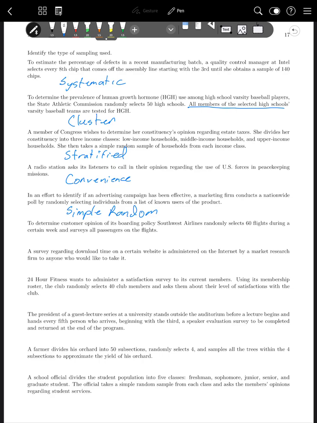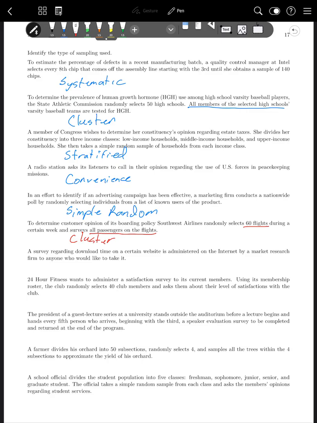So to determine customer opinion of its boarding policy, Southwest Airlines randomly selects 60 flights during a certain week and surveys all the passengers. So hopefully you got cluster for that one. And the key is they randomly selected 60 flights, so they randomly selected groups, and then they surveyed all the passengers.